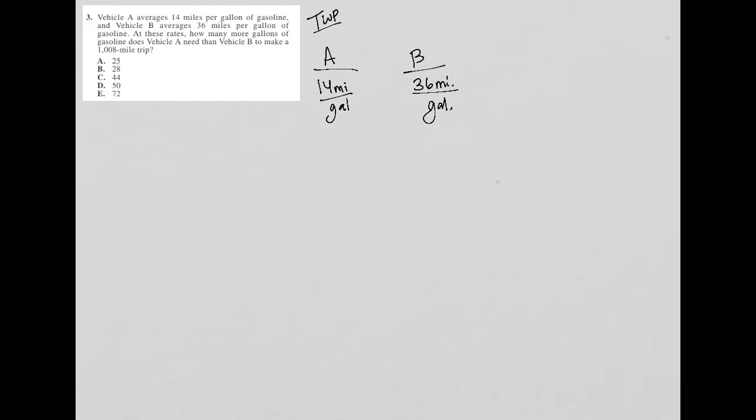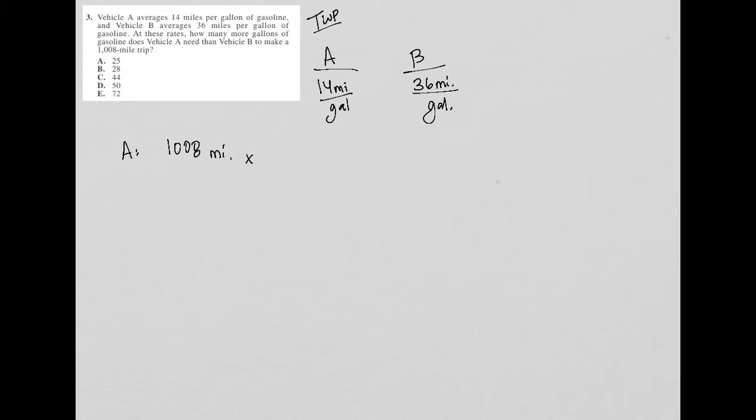At these rates, how many more gallons of gasoline does vehicle A need than vehicle B to make a 1,008-mile trip? Well, first of all, let's figure out how many gallons each vehicle needs in order to make that trip, right? So for vehicle A, if vehicle A was making a 1,008-mile trip, right? So this goes into unit analysis.